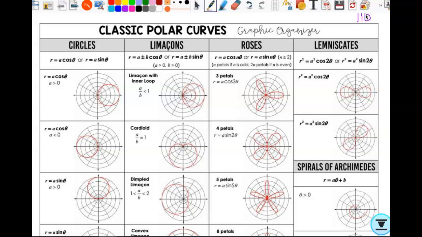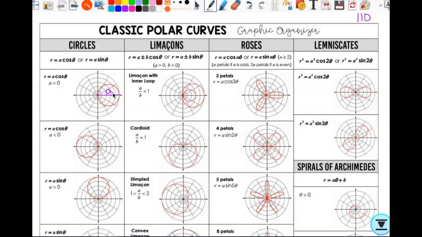So this first column here is circles, like we looked at on Thursday. We also looked at just r equals 5. That's a circle also that's centered at the pole, but that's not even on here because it's super basic. So if I have r equals a cosine theta or r equals a sine theta, the diameter is a. It's attached to the pole, and your diameter is a.